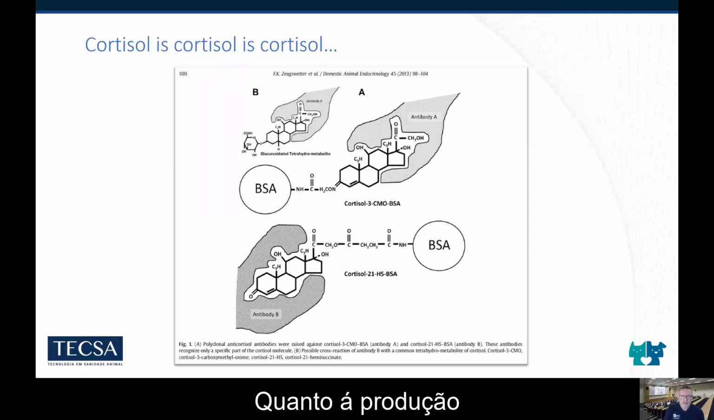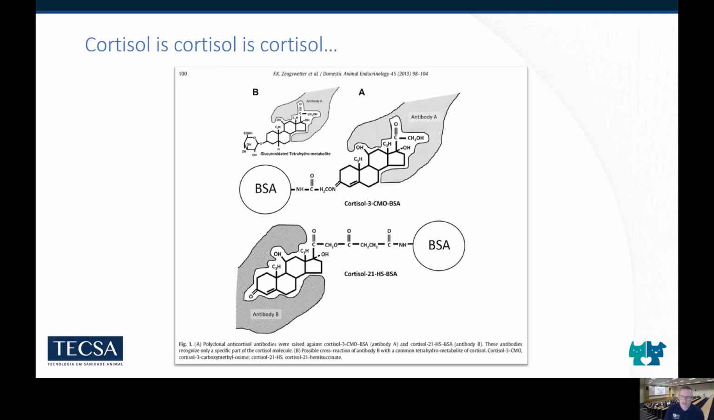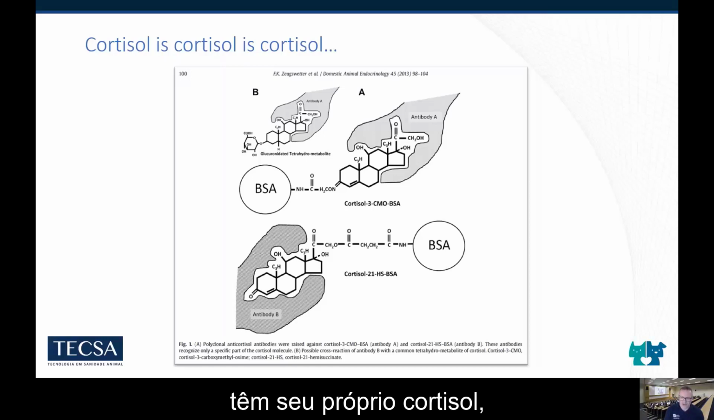When it comes to generating antibodies for laboratory use that will react with cortisol, since all animals that are generally used to make antibodies have their own cortisol, just injecting cortisol into them isn't going to make them create an antibody to that hormone, because they already have that hormone, so they're immunotolerant of it. So the way that cortisol is made immunogenic is by attaching it to something bigger that will incite some kind of reaction.